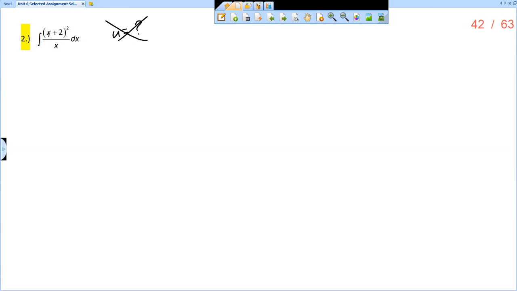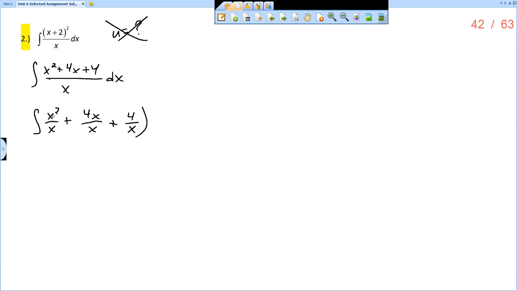What you have to do is multiply out the numerator. So if I multiply out the numerator, I get x squared plus 4x plus 4, and then that's all divided by x. And so now I can split this up into three separate fractions. This is a strategy we talked about in section 6.1. So I have x squared over x, plus 4x over x, plus 4 over x.